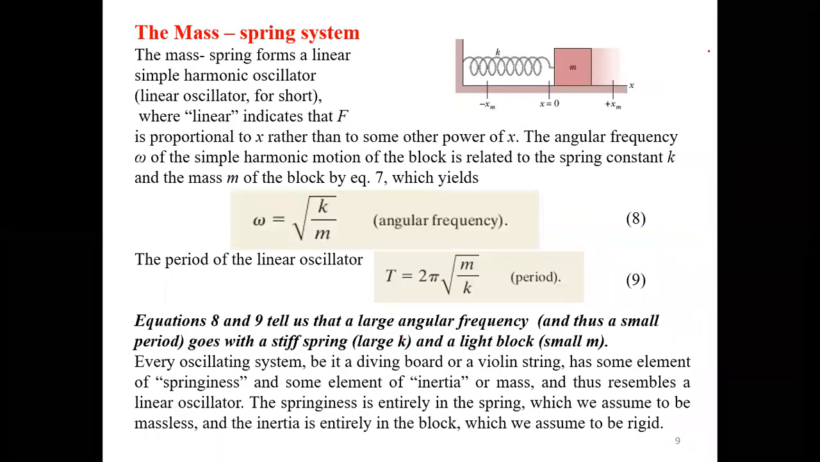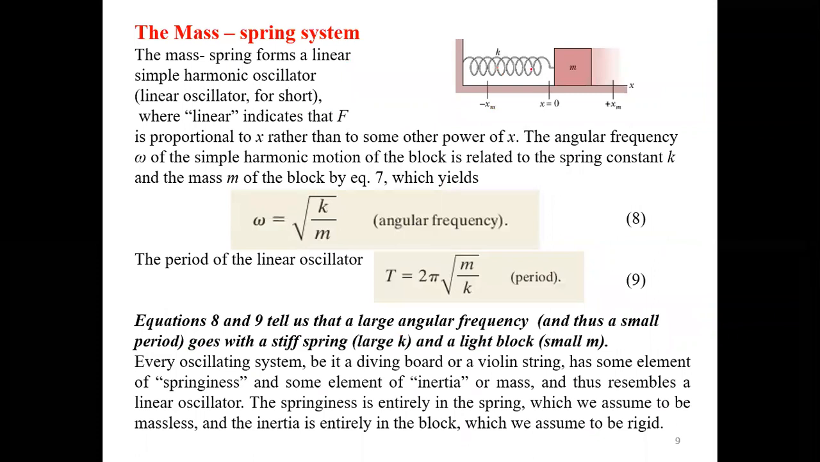Okay, so now the mass spring system. In this system, mass M is attached to a spring, and the other end of the spring is tied here. So this mass spring forms a linear simple harmonic oscillator, or in short, a linear oscillator, where linear indicates that F is proportional to x rather than some other power of x. The angular frequency omega of the simple harmonic motion of the block, as I showed you from equation number 7, is omega equal to root over k by m.